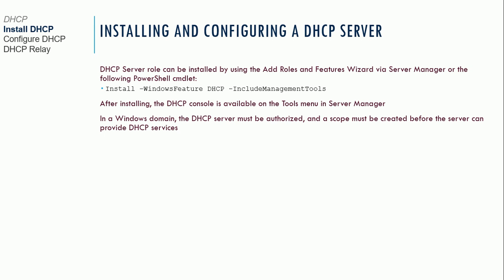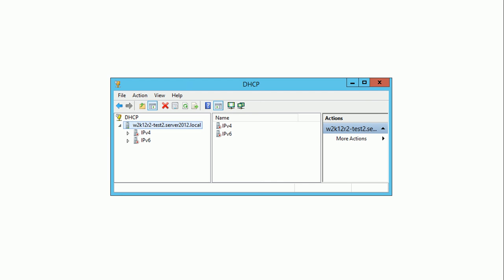In a Windows domain, the DHCP server must be authorized. But this is what the dialog is going to look like after you have it installed. In a Windows domain, you can't use DHCP unless it's authorized.